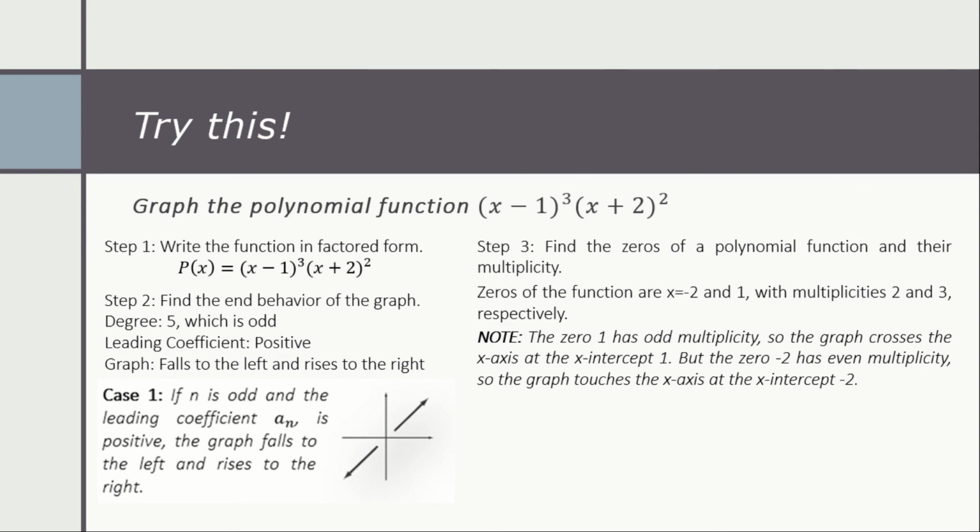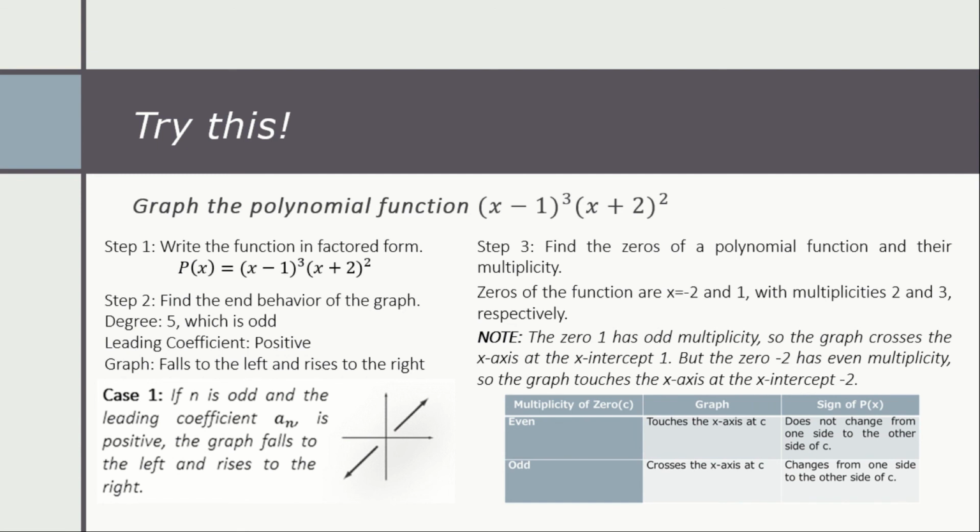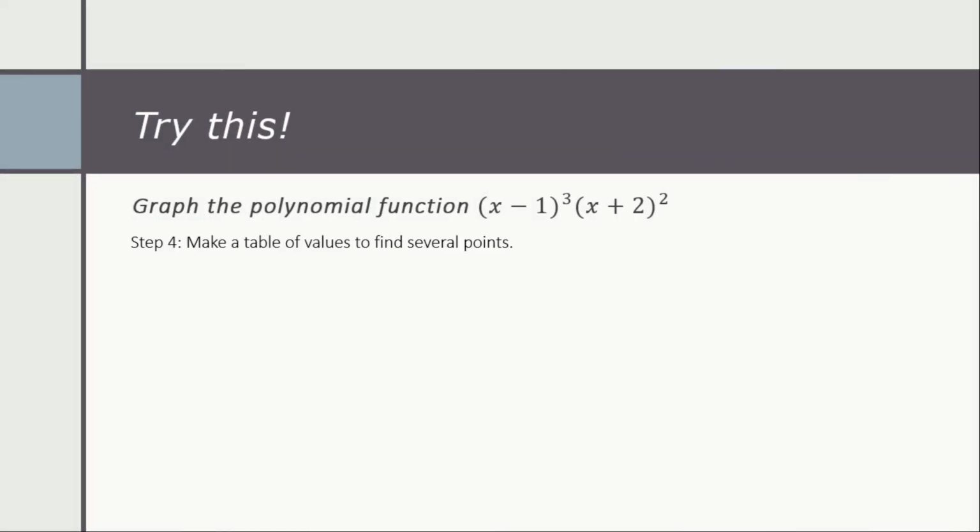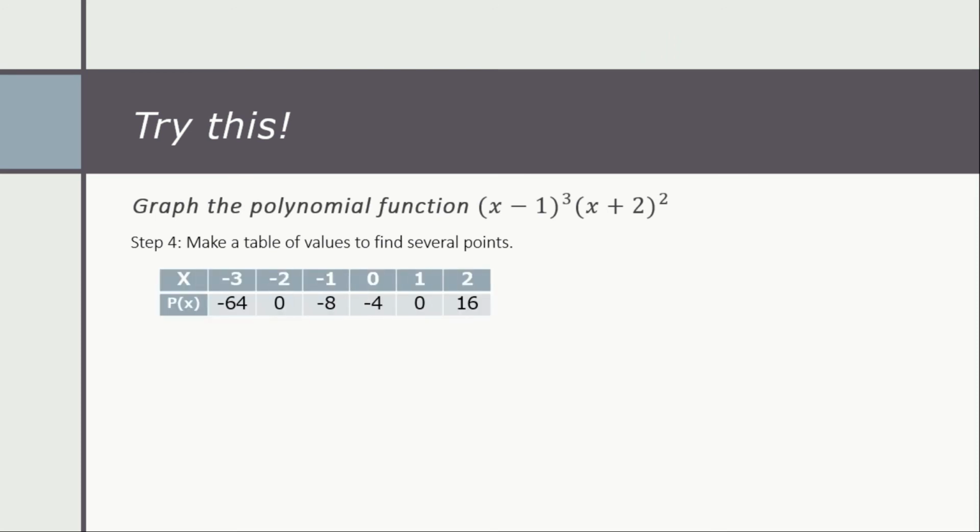And for step number 4, since we are making a table of values to find several points, which will take time, I will provide the answers. So we have x equal to -3, and the value of the polynomial function is -64. And if the value of x is -2, the value of the polynomial function is 0. And if the value of x is -1, the value of the polynomial function is -8.